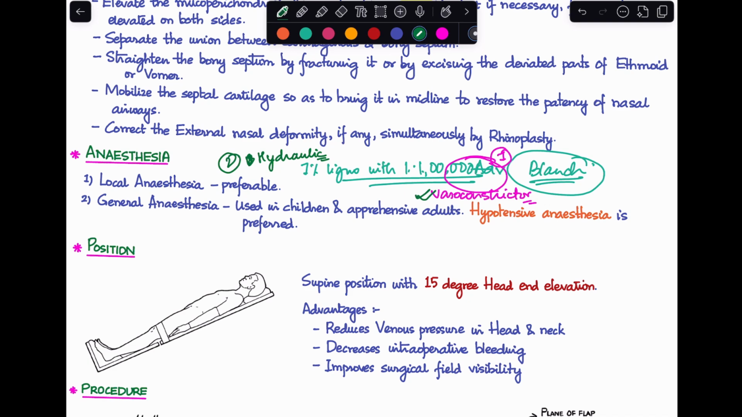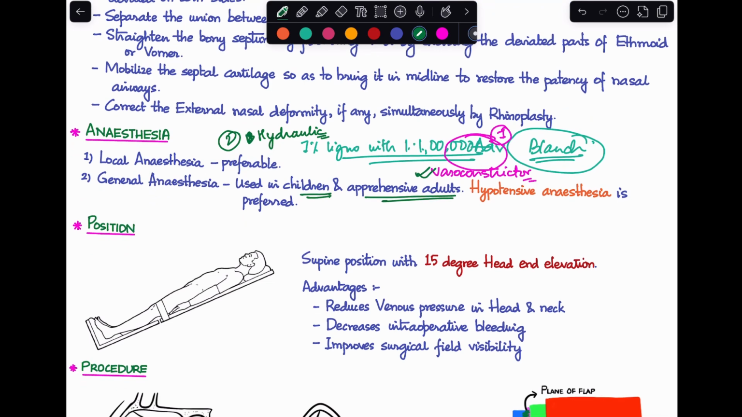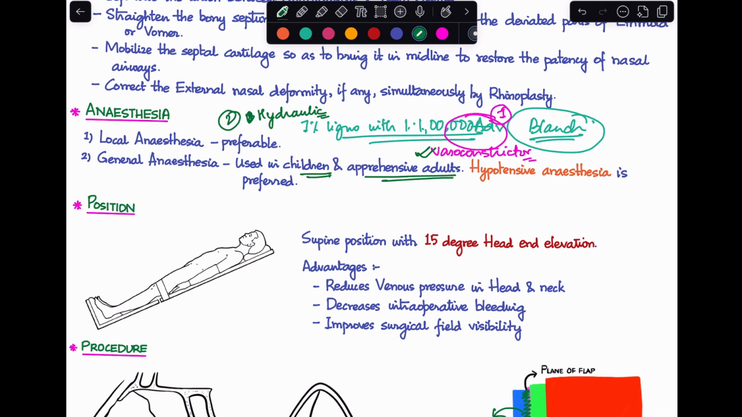Now, sometimes in certain cases, we also use general anesthesia. When do we do this? General anesthesia is preferable, especially in children and apprehensive adults, because they might not be very cooperative if you are doing it under local anesthesia. And if you are using general anesthesia, then hypotensive anesthesia is the preferred choice over here. So that's about anesthesia. Next, let's talk about the position. How are we going to position the patient? Now, patient is usually put in a supine position and with a 15-degree head end elevation.